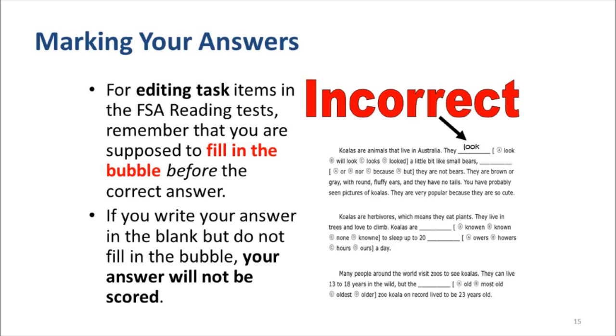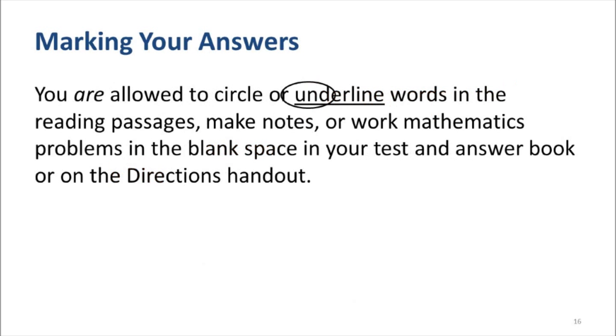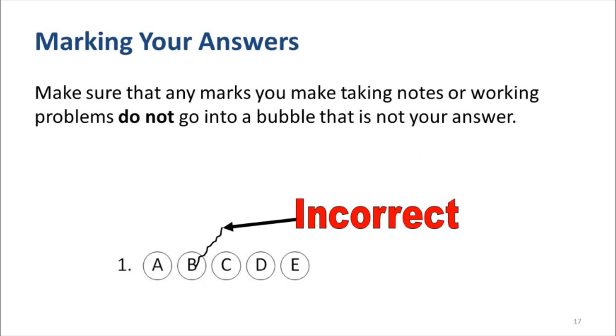For editing task items in the FSA reading test, remember that you are supposed to fill in the bubble before the correct answer. If you write your answer in the blank, it will not be scored. You are allowed to circle or underline words in the reading passages, make notes, or work mathematics problems in the blank space in your test and answer book, or on the directions handout. Make sure that any marks you make taking notes or working problems do not go into the bubble areas that is not your answer.